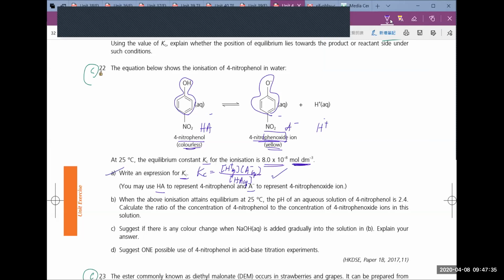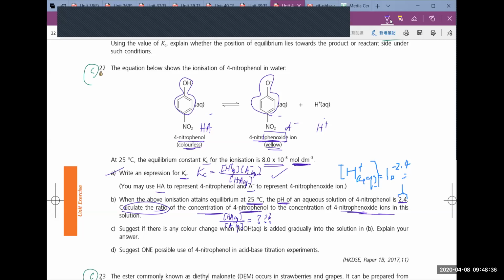How about this? The ionization attains equilibrium at 25 degrees. The pH, yes, that's right. You have to go back to calculations in acid base. You are going to find out the hydrogen ion concentration, right? You calculate the ratio of the concentration of this to the concentration of this ion. So what is meant by that? The ratio in concentration of these to this in this solution, which means the concentration of HA over the concentration of A minus. So you have to calculate this according to the question. Can you get the point?